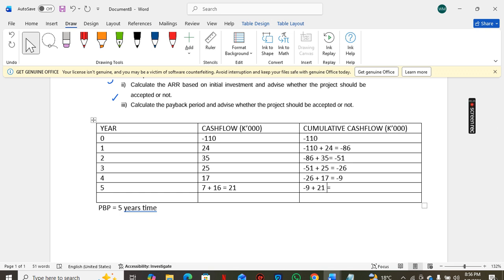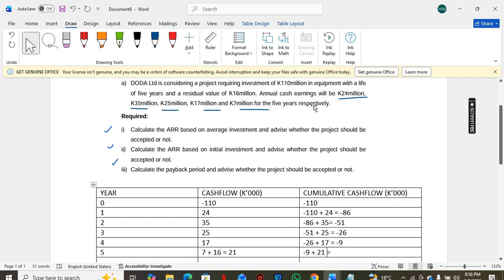Sorry, sir, let me take you back again. The 7 plus 16, I'm lost. This 16 million is the residual value, meaning the equipment can be sold for 16 million at the 5th year. So this 16 million is the residual value, and we're adding it with the last cash flow here.